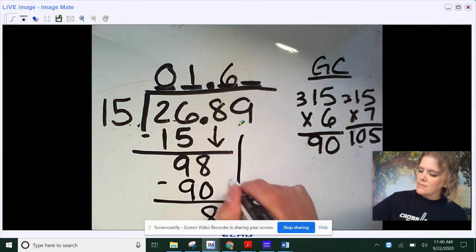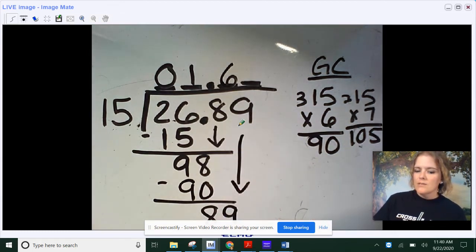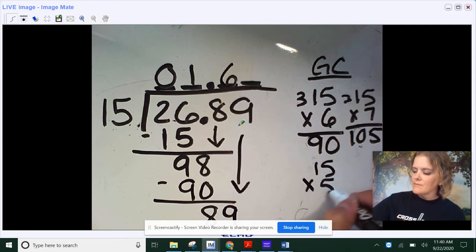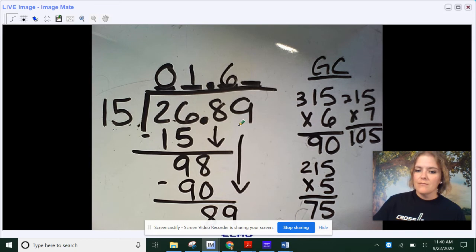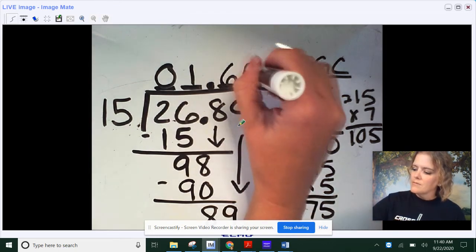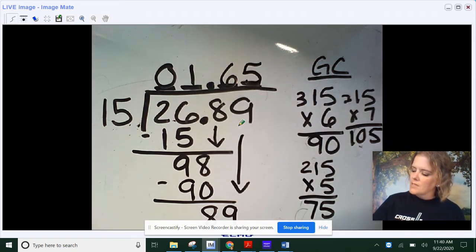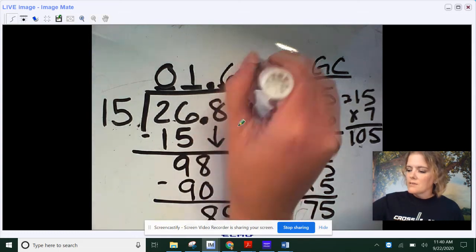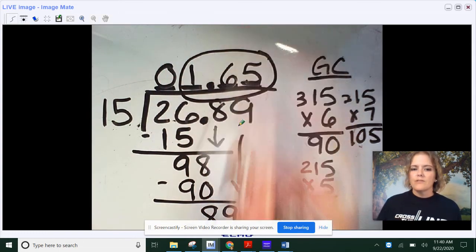Subtract. Bring down. So 15 goes into 89. Well, I know that 6 times is too much, so it's got to be 15 times 5. Make sure I'm doing it right this time. 75. So 5. 75. So I'm not even going to finish this out because I've filled in all my spots now. Obviously, I don't need a 0 if it's out in front. So my answer is 1 and 65 hundredths.